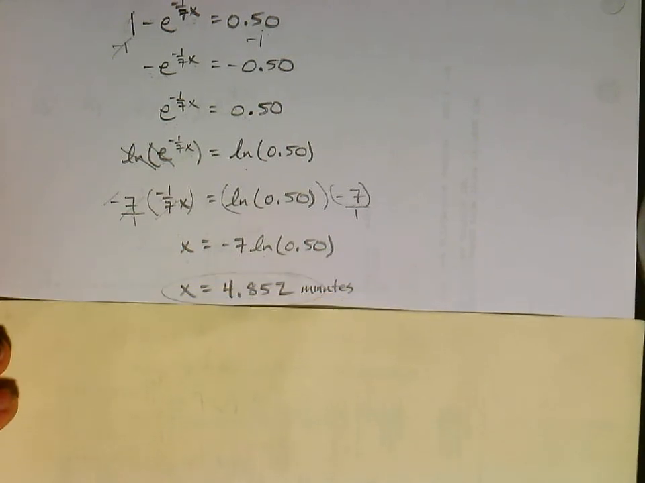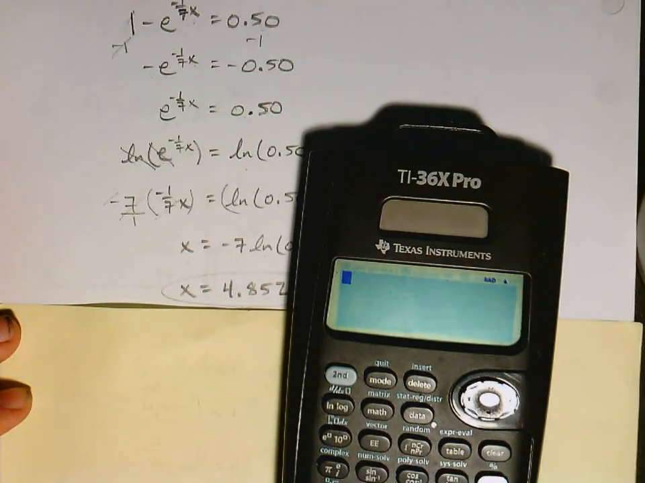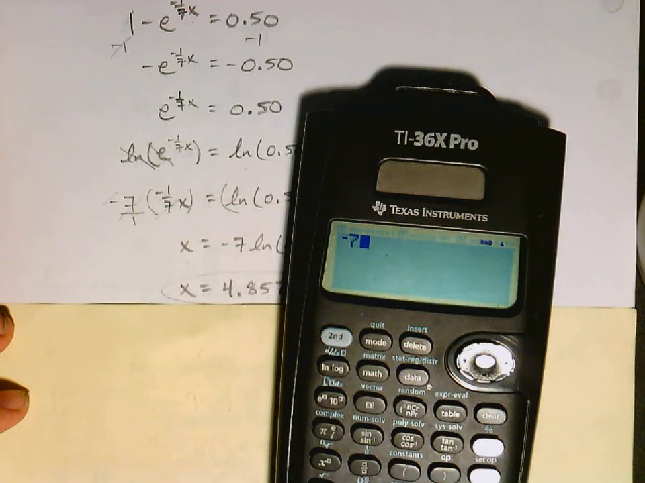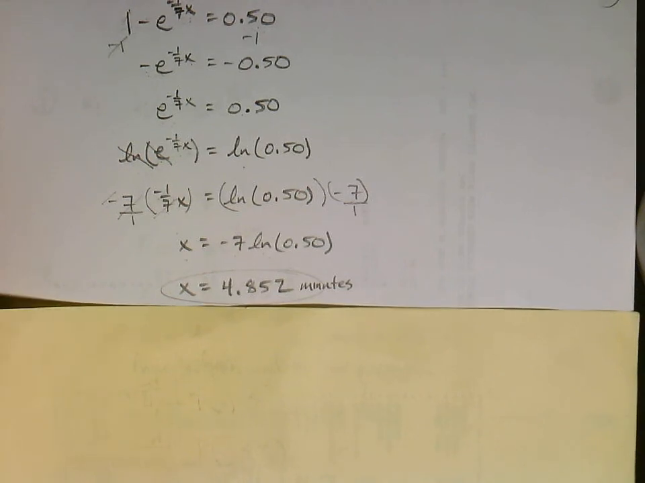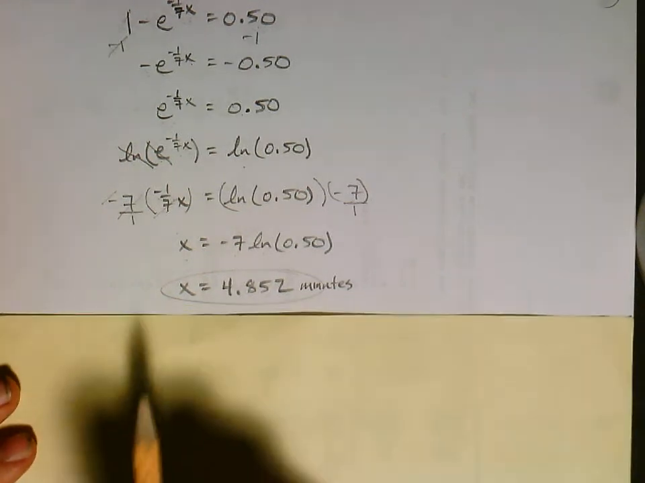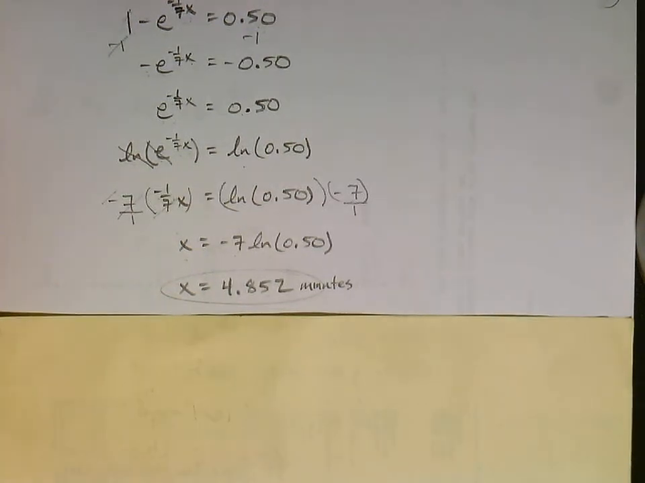And at this point, we pick up our calculator. Let me show you where natural log is on mine. So I type in negative 7, and my natural log is right there, 0.5, parentheses, and there you go, 4.852. I think we wanted 3 decimal places, yeah. And that's an x value, so what units does that represent? Minutes, 4.852 minutes. So that means that 50% of Americans typically fall asleep in under 4.852 minutes.